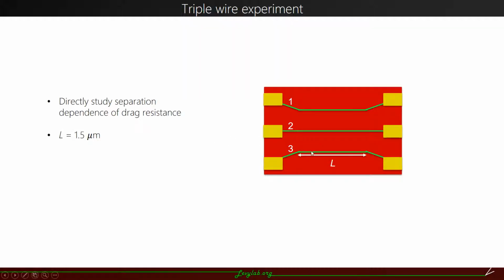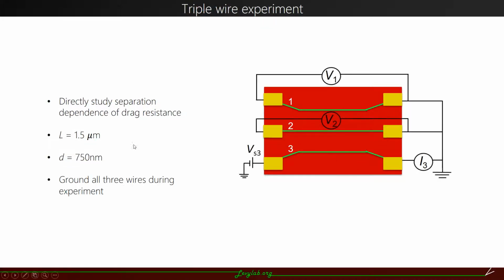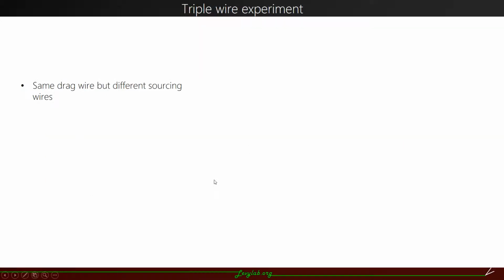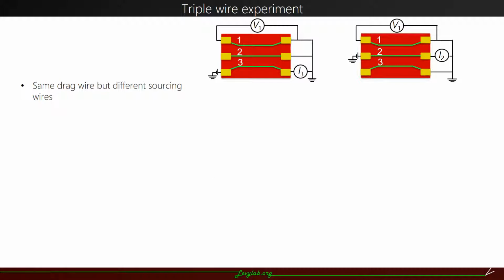The geometry is also straightforward. We have three parallel nanowires, each is 1.5 micrometers long and 750 nanometers apart from each other. Experiments were done by sourcing current in one nanowire and measuring induced voltage in the other two nanowires simultaneously. All three nanowires are grounded during the process. So to study the separation dependence of drag resistance, we fix the drag wire but source current in different nanowires. For example, in these two configurations, we measure drag resistance. We measure induced voltage in wire 1 and source current in wire 3 and wire 2 respectively.